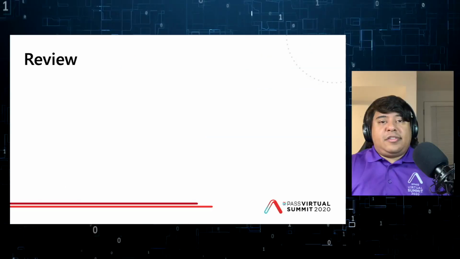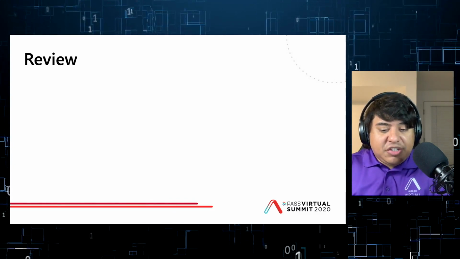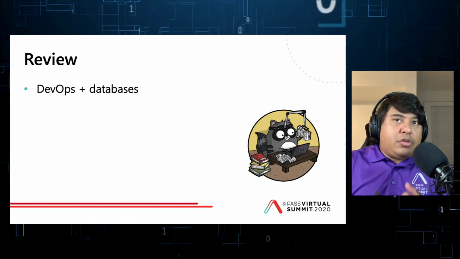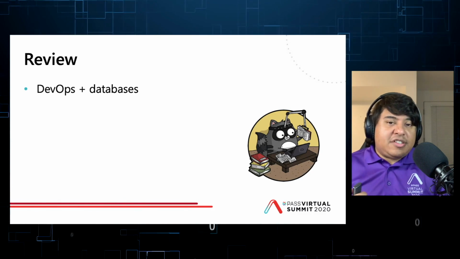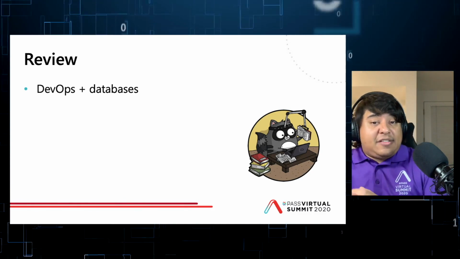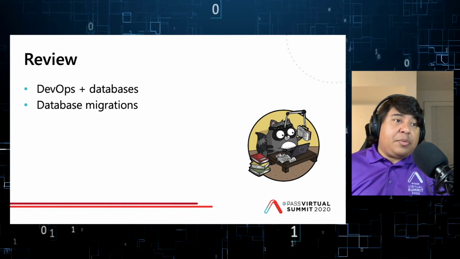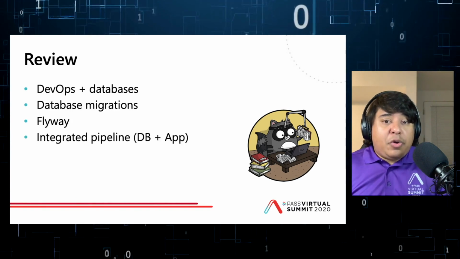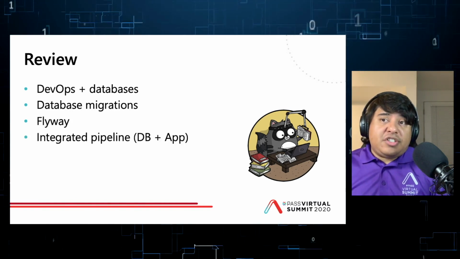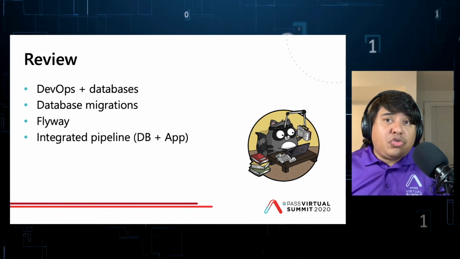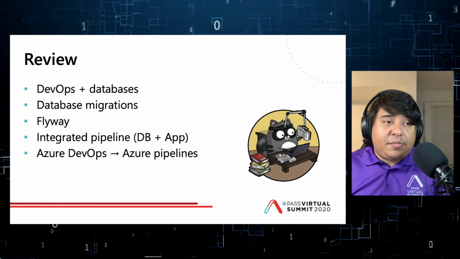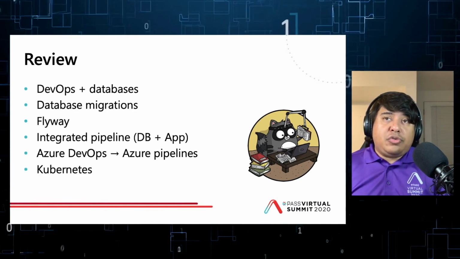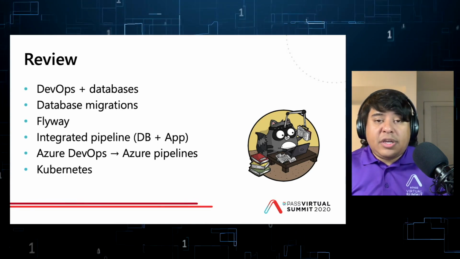So let's have a review of today's session. DevOps and databases. We now understand the concept that applying changes for a database should be the same as working with an application, and we can approach this through database migrations using tools like Flyway, where we can integrate our database changes and application changes really easily through a pipeline created in Azure DevOps. And of course, we can use a platform like Kubernetes to support all those resources that will be changing and deploying constantly.